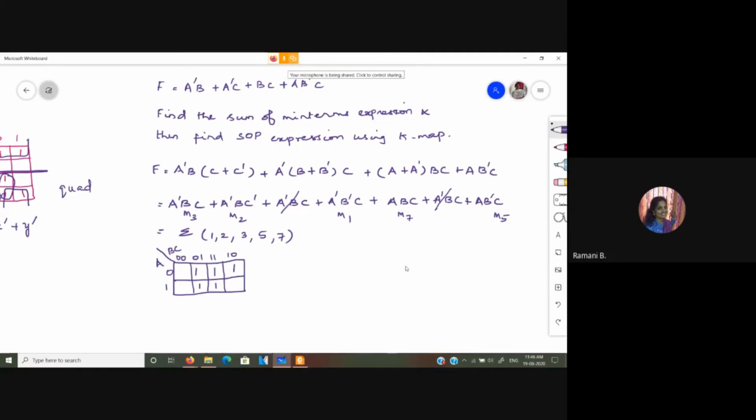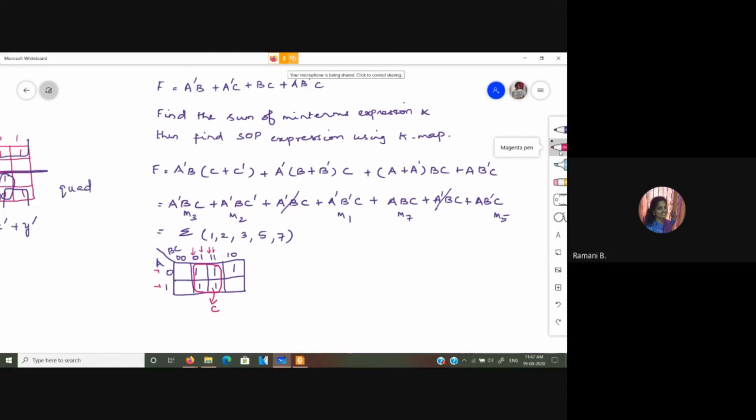So now again grouping this, we will be having these four are adjacent. So here A is varying in both of these rows, so I cannot have A in the final expression. And here B is varying, B is 0 and here B is 1. So the only thing constant or non-varying is C. So this quad corresponds to C.